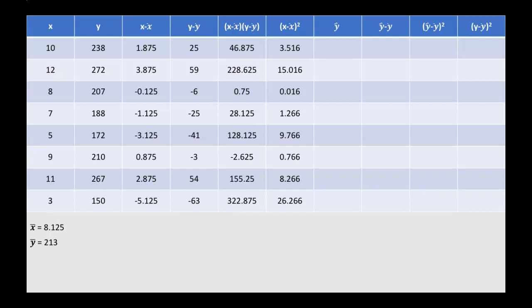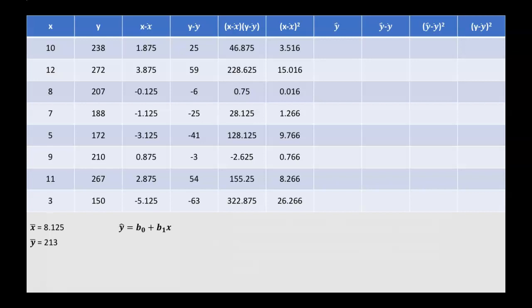So we have our first 6 columns all filled out. The next column that we need is our y hat. So we've gotten to the point now where we need to solve for our y hat. The y hat, that's our regression line. That's the equation of the line.